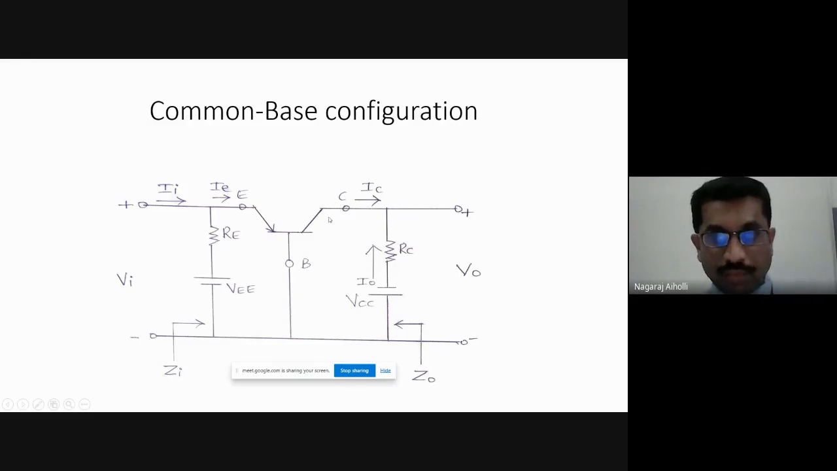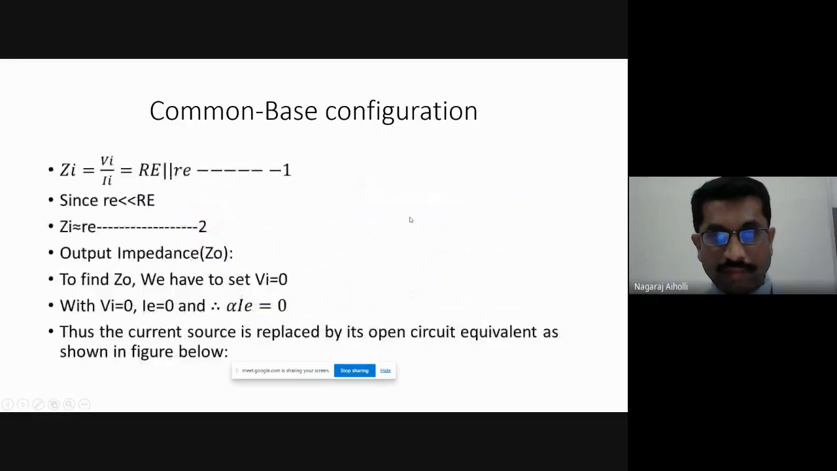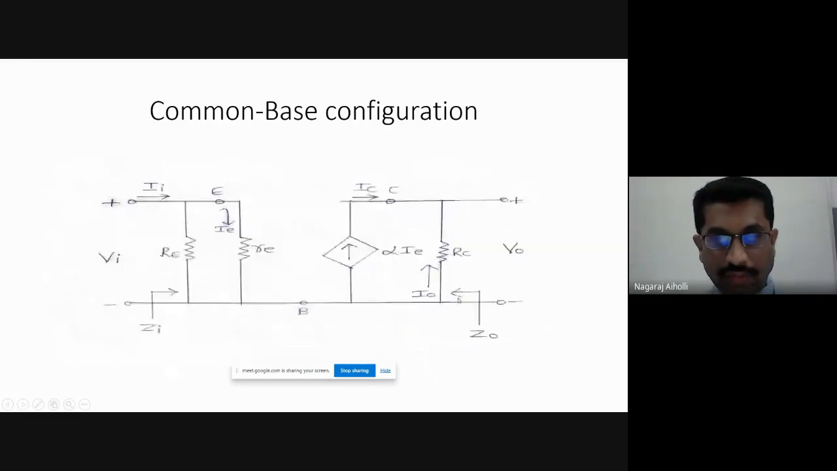Collector current is moving away from the base terminal. Therefore, in the re model, it is represented by a current source, alpha IE. This is the collector terminal. Then one more resistance is there, that is resistance RC. This resistance RC is connected between the collector terminal and ground. Here we have emitter, base, and collector, and the RC resistance is connected between the collector terminal and ground.